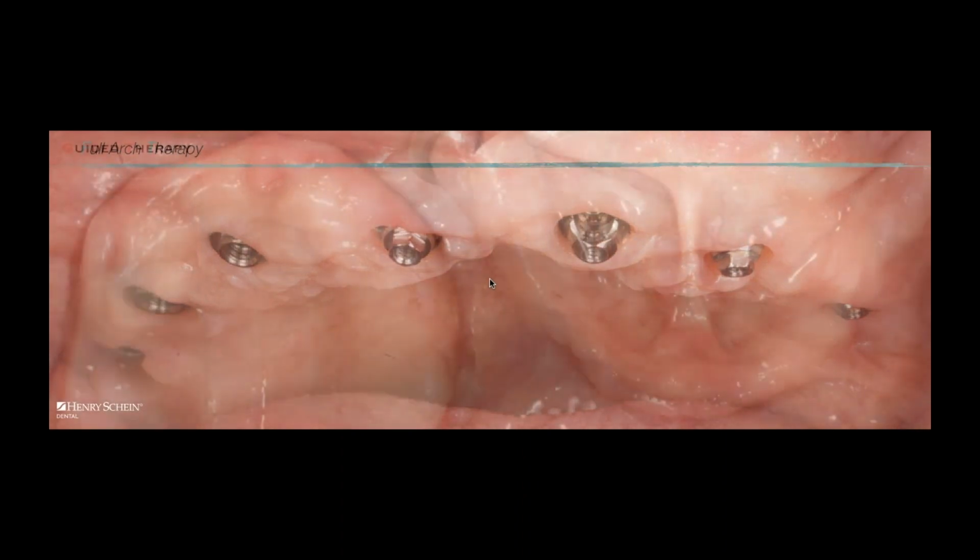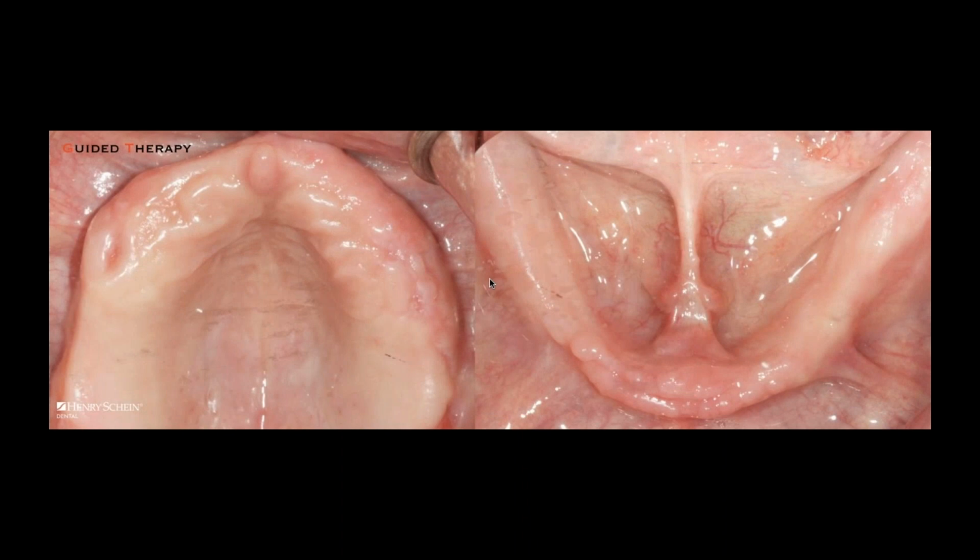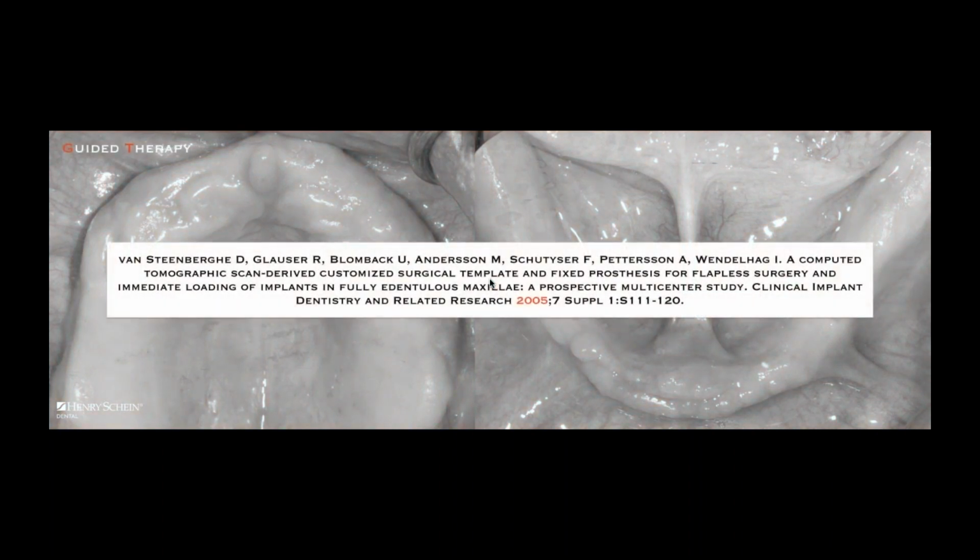So what we do is we have the ability to take patients, and guided therapy has been around in full arch implant dentistry for a long time, almost 15, 20 years now. And when you look at the science, remember again, we can place implants very accurately. It was first launched in 2005 by Daniel Van Steenberg's group. They brought it to North America.